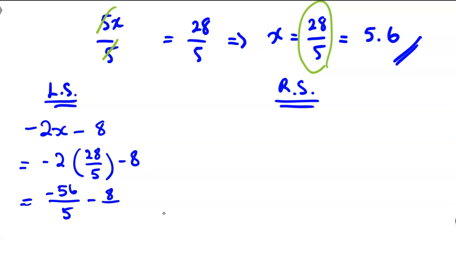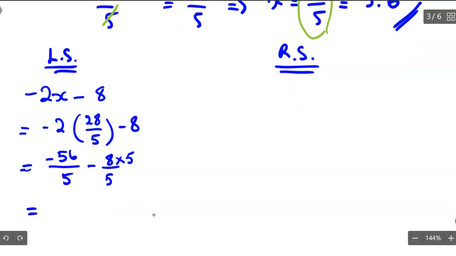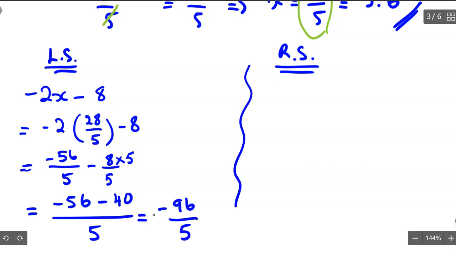Okay, and in this case, I need to perform the step to subtract these two fractions. So I must have the same denominators here. So I will have 5 as the denominator, so this has to be multiplied by 5 as well. So I have -56 subtract 40 over 5. So this should be -96 over 5, as the answer for the left-hand side.